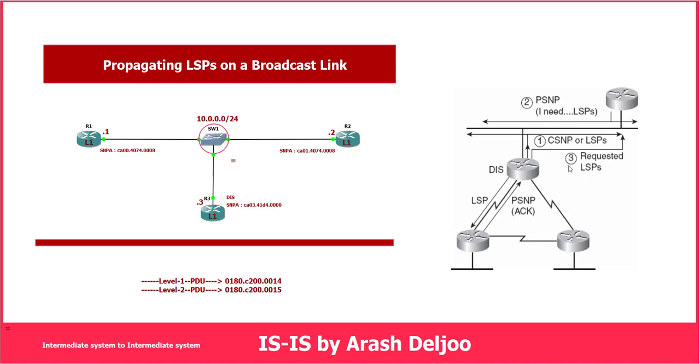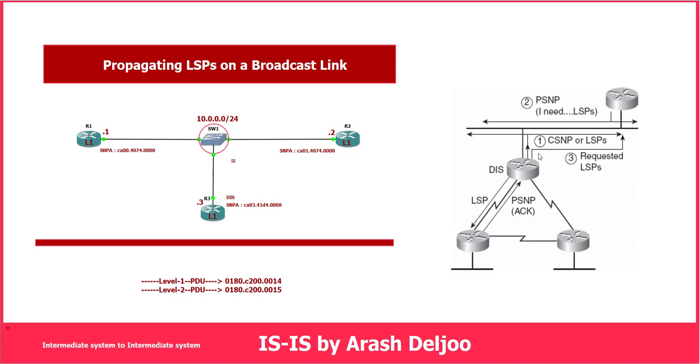Look here, as you can see in this picture, we have a broadcast segment and the DIS is this router. In intervals of 10 seconds by default, the DIS should generate CSNP packets and send them on the segment. This CSNP packet lists all LSPs present in the DIS's link state database.